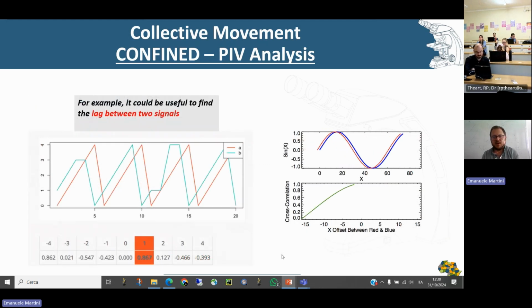This is another example. I tried to put many of them, I hope to give you a better idea of what we are doing with our cell streaming experiment. Here, it's important to understand that you can use this kind of approach to find, for example, the distance, the lag between two signals.